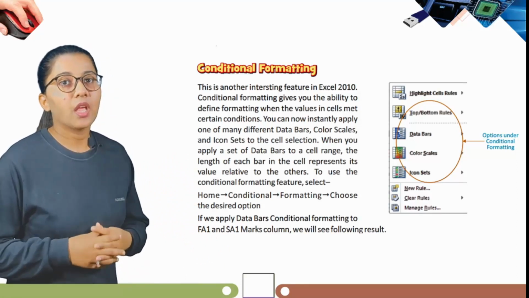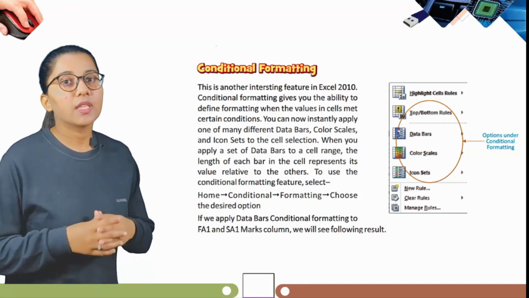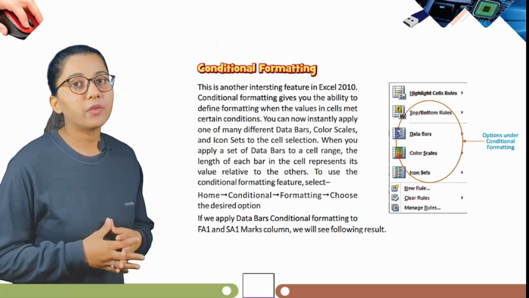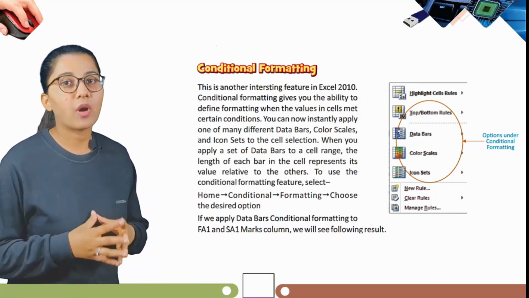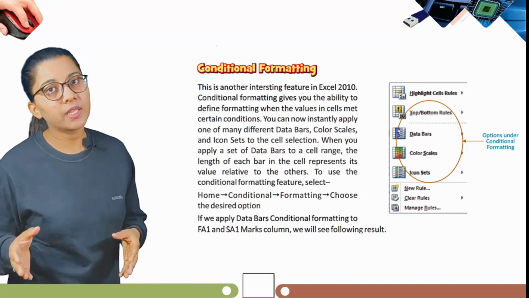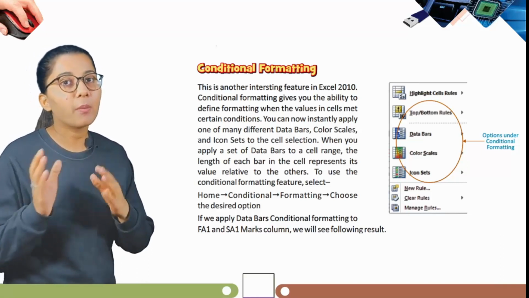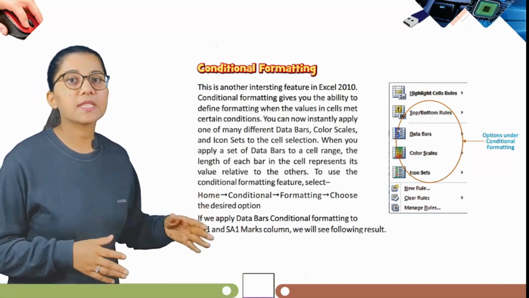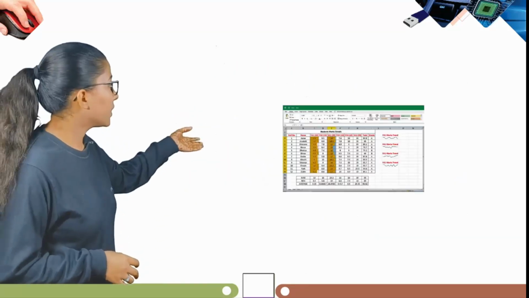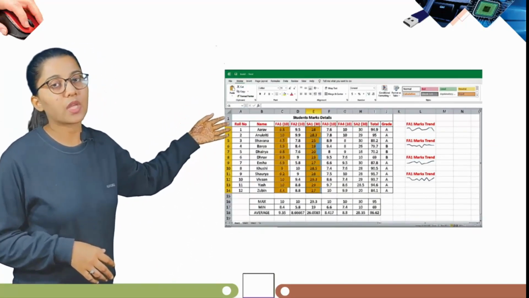the cell selection. When you apply a set of data bars to a cell range, the length of each bar in the cell represents its value relative to the others. To use the conditional formatting feature, select Home, then Conditional Formatting, then choose the desired option. If we apply data bars conditional formatting to FA1 and SA1 marks columns, we will see the following results. So students, here you can see the interface of applying conditional formatting in Microsoft Excel 2010.